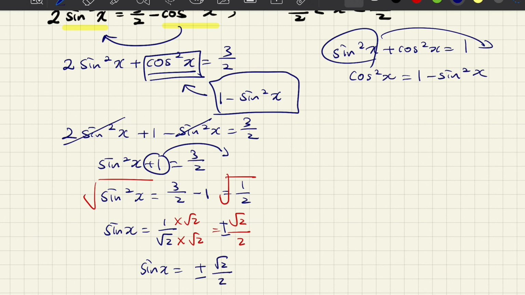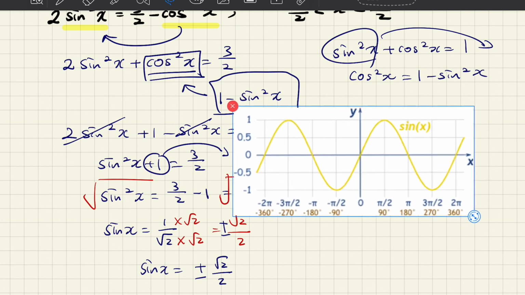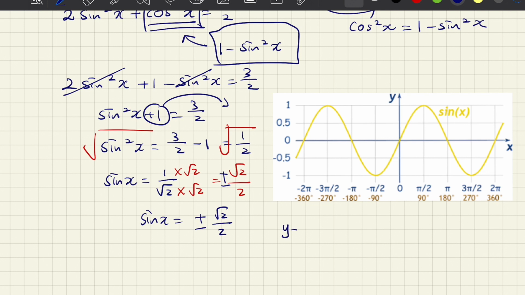Okay, now we need to solve for the x value. Let's think about the sine x graph. So here I have the sine x graph. We know that the sine x graph intersects with the line plus square root 2 over 2 and another line that is negative square root 2 over 2. These lines are approximately 0.7. So I'm going to draw the lines right here.